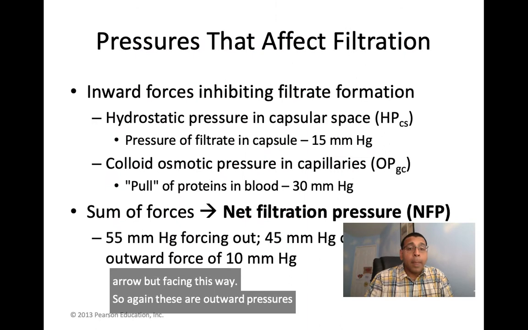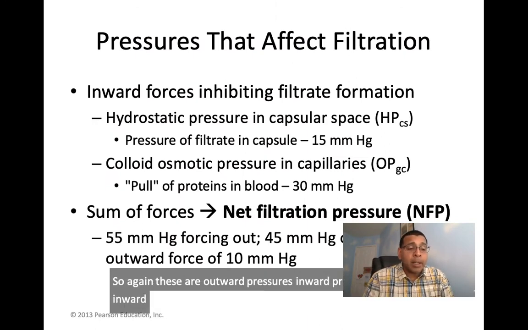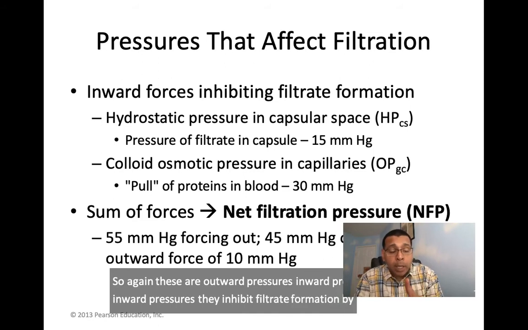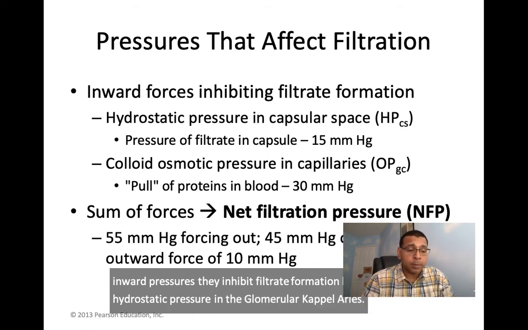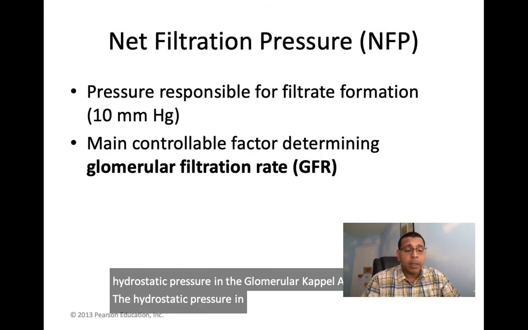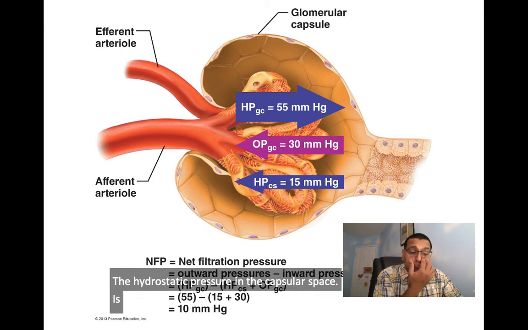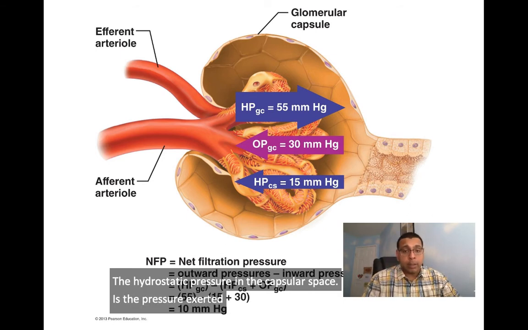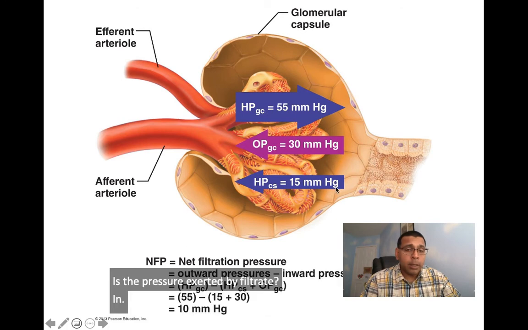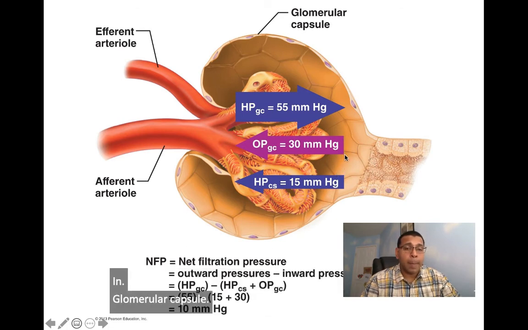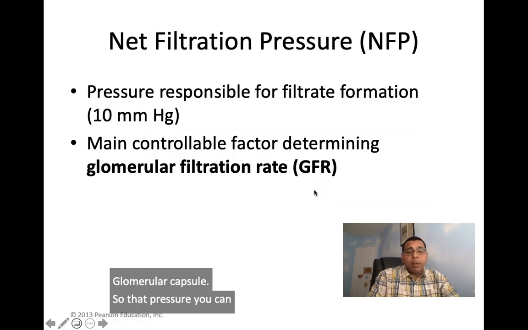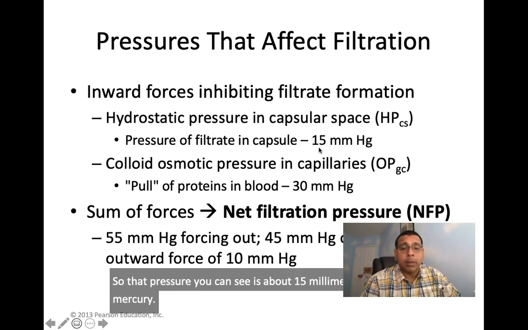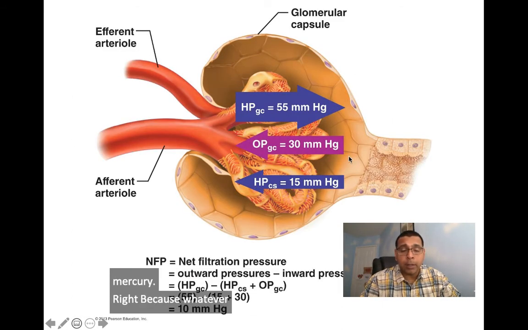Inward pressures then, they inhibit filtrate formation by opposing hydrostatic pressure in the glomerular capillaries. The hydrostatic pressure in the capsular space is the pressure exerted by filtrate in the glomerular capsule. So that pressure, you can see, is about 15 millimeters of mercury. Right? Because whatever's getting filtered out, that's filtrate.